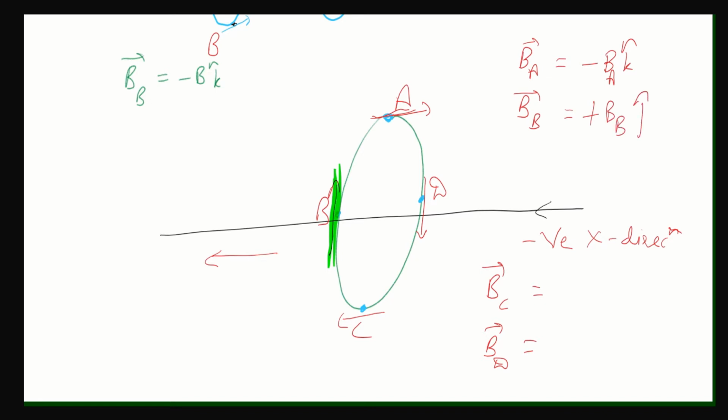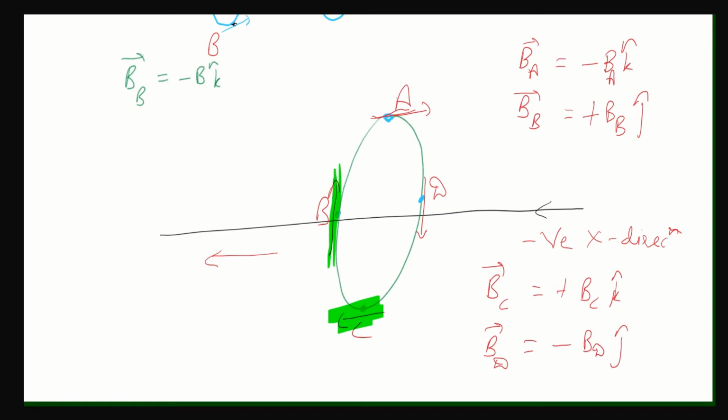Then what about C point? Look at C point. This is actually direction coming out, that is positive z direction, and then it is B C k cap with plus sign. And at D point, what is happening? Negative y direction. So B D j cap with negative sign.